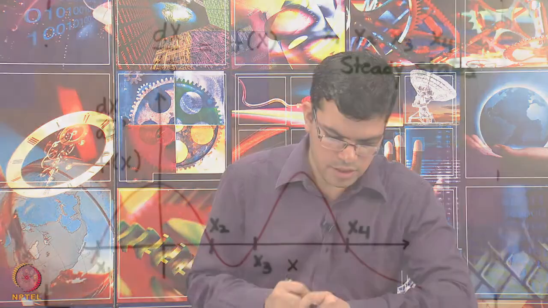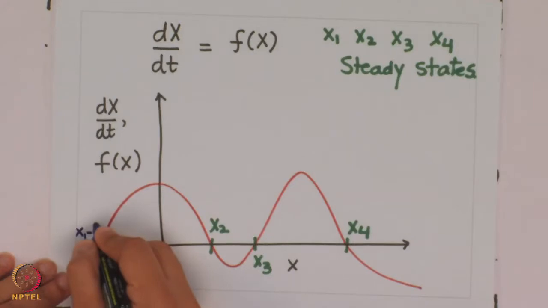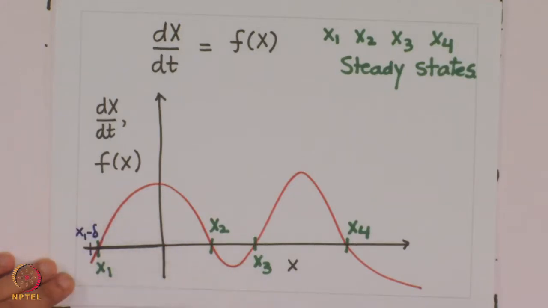So, let us look at these 4 and see what they tell us about this hypothetical system that we are talking about. Let us start with x1. If we introduce a disturbance to the left, which means I am operating at x1 minus delta, where delta is the magnitude of the disturbance that I have introduced.